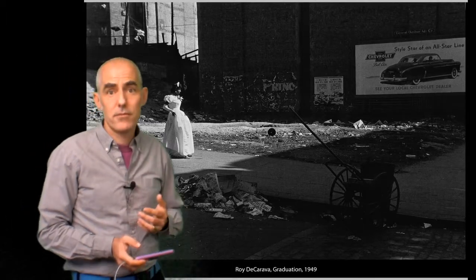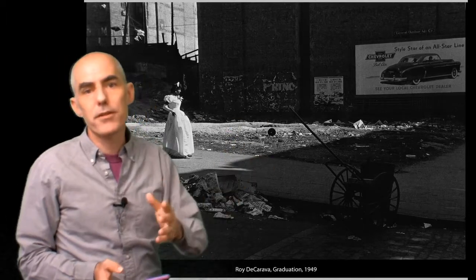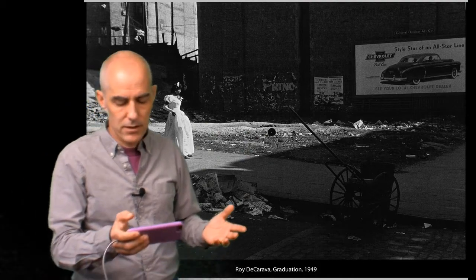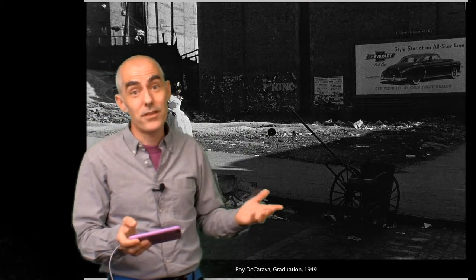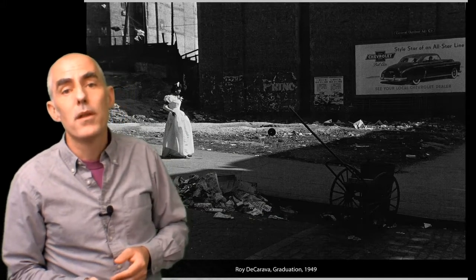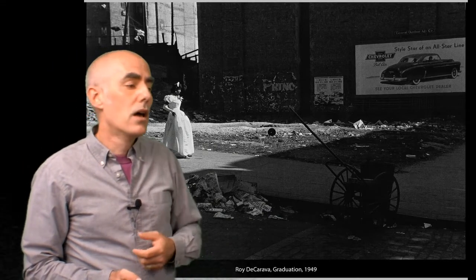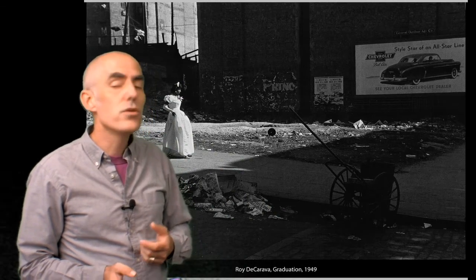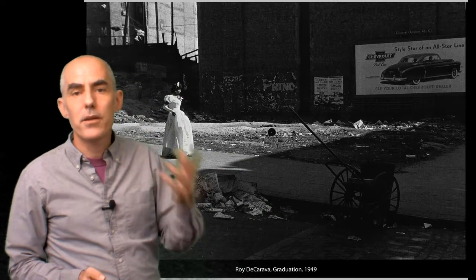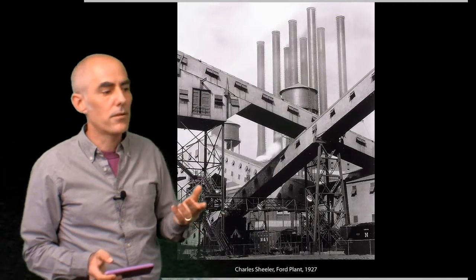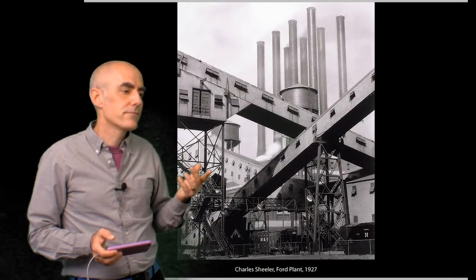Roy DeCarava. We're moving a little bit forward. Roy DeCarava, I have the date on here, 1949. I was going to say 50s, so almost. Roy DeCarava is a photographer working in New York, working in Harlem. And you can see now, right, if you think about the previous picture, what is this picture about?